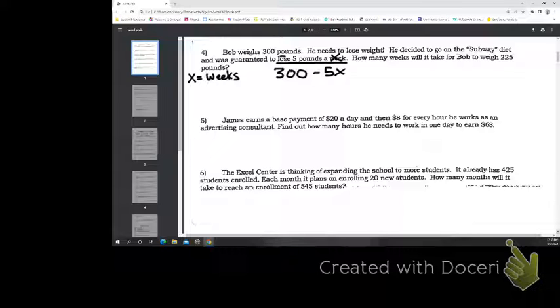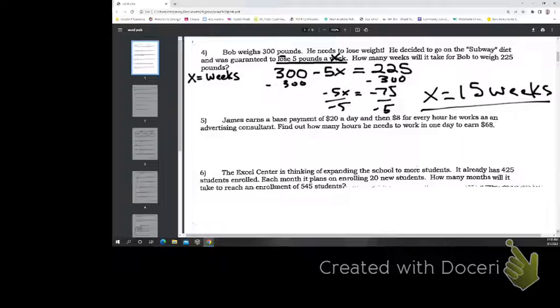So if it was 1 week, we would just subtract 5. If it was 5 weeks, we would subtract 25, and so on. But we want to know, when is it going to be that this would equal 225? So go ahead and solve that two-step equation to find out how many weeks. All right, so I came up with 15 weeks.